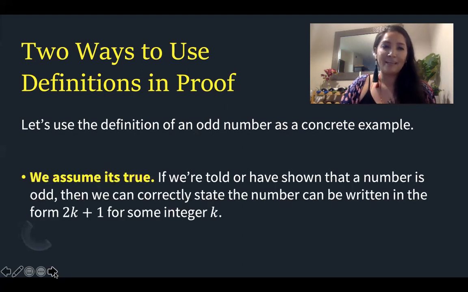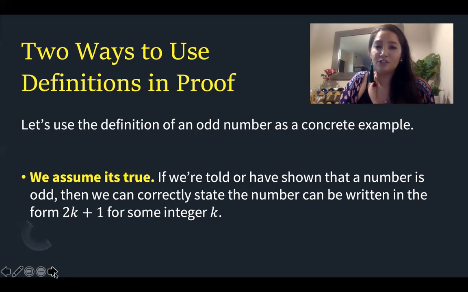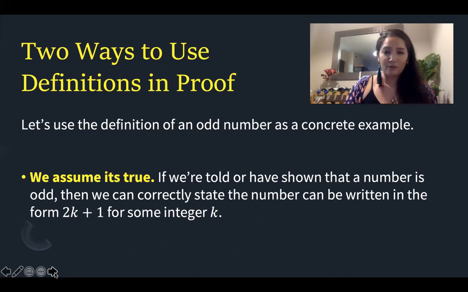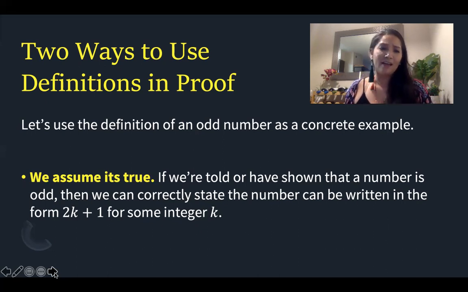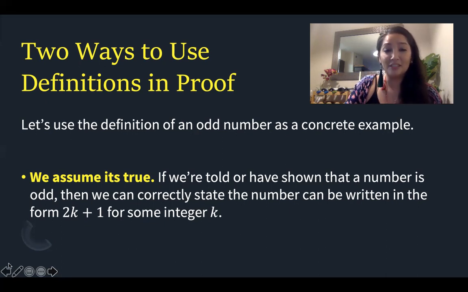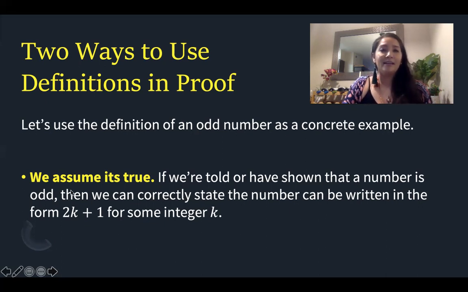One way that you might use the definition of, let's say, an odd number is that you might assume it's true. So in the problem statement, you might be told that you're starting with an odd number, or you may have already shown that a number is odd. If you've already been told that, or you've already shown that, then you can correctly state that the number can be written in the form 2k plus 1 for some integer k. So if we're assuming that a number is odd, then we can use that as part of our assumption.